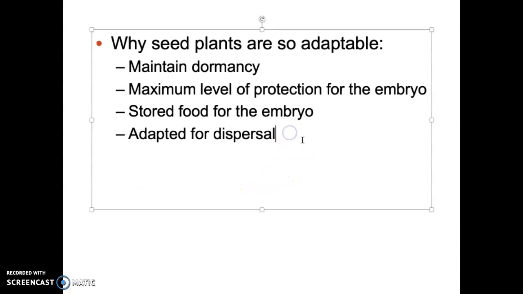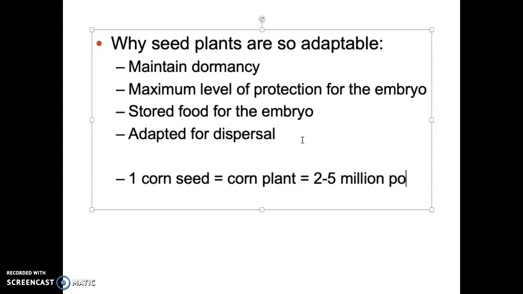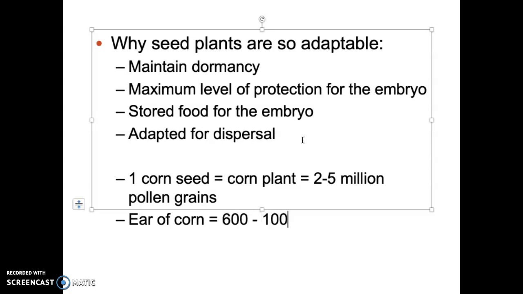So one last thing to mention, here's some crazy numbers. One corn seed equals a corn plant, which equals 2 to 5 million pollen grains. And that can equal, on an ear of corn, anywhere from 600 to about 1,000 seeds or kids. So think about biotic potential, reproductive potential here.